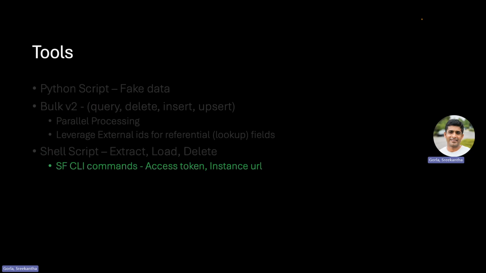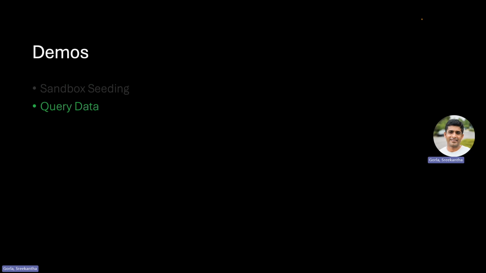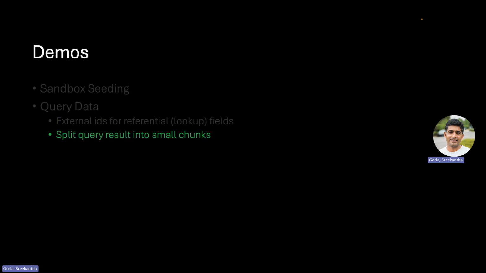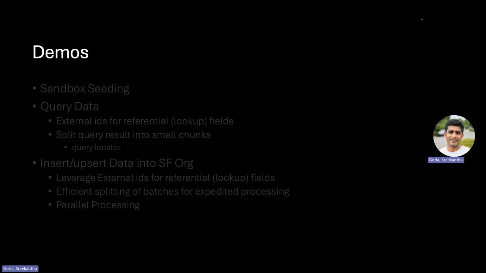In the shell script, I used Salesforce CLI commands to get the access token and instance URL, and jq to parse the JSON, and curl commands to make Salesforce API calls with that access token and instance URL. And whenever we have large query results, that's where we need to use the query locator to get the next set of results. So let's see the sandbox seeding and query data, how we can do it, and also how to load the data into Salesforce as part of the demos.